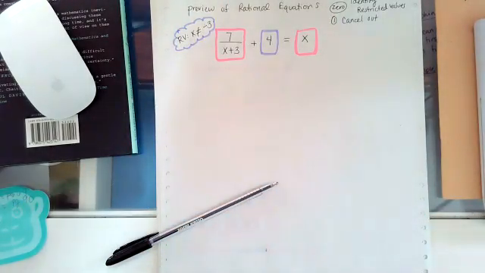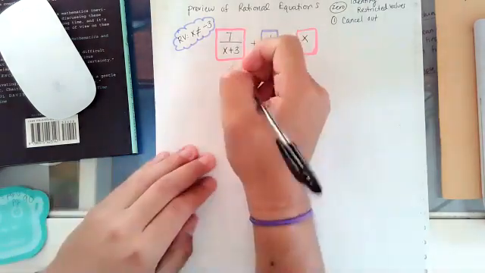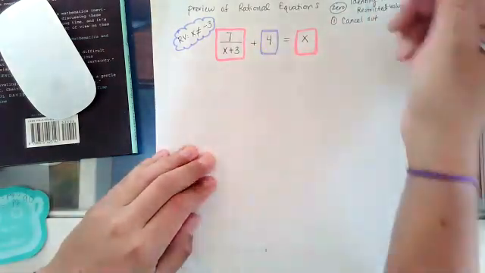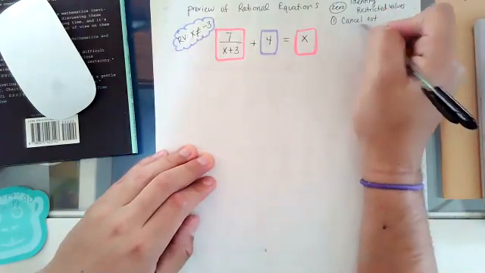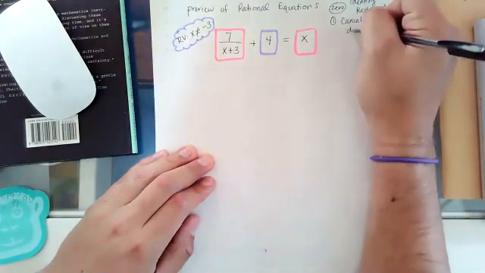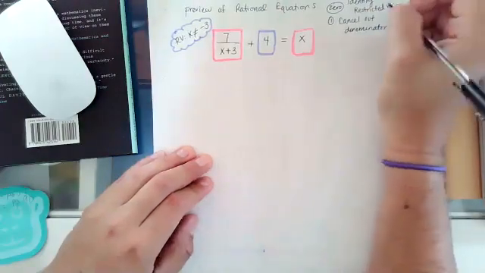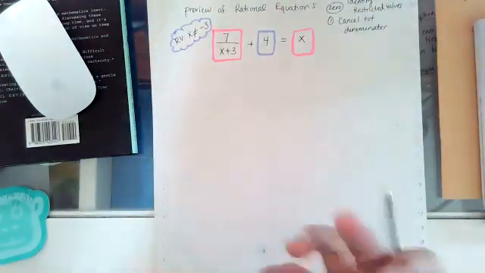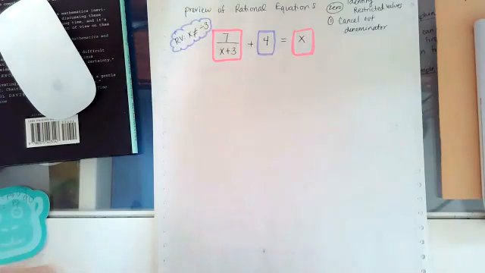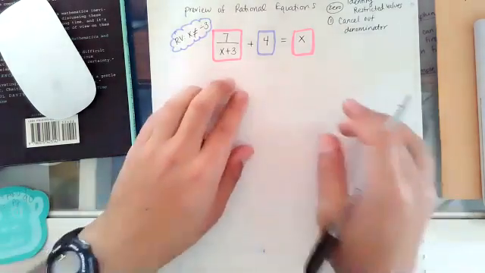And we have to hold that information to the side as we go about solving an equation like this. Okay, so we identify the restricted value. Then the first step after that would be to cancel out the denominator of any fraction that has variable expressions in the denominator.